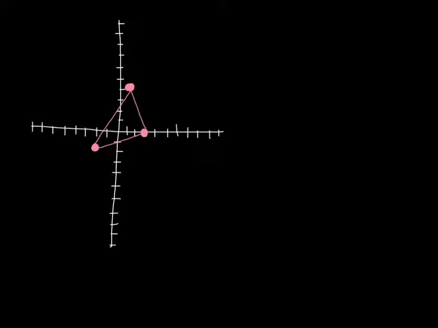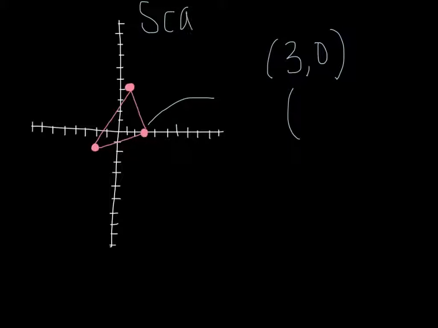So let's say on a graph here, looking at an example, I have this graph. The first thing I'm going to start out with is writing out my points. So this first point here is 3, 0. To get my new shape, I need to figure out what my scale factor is. For this one, our scale factor is going to be 2. So my scale factor is 2.